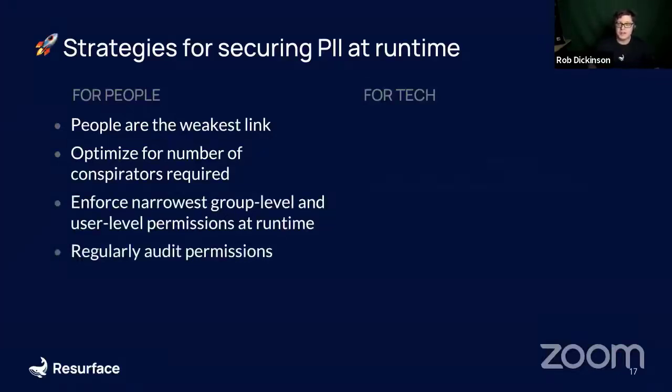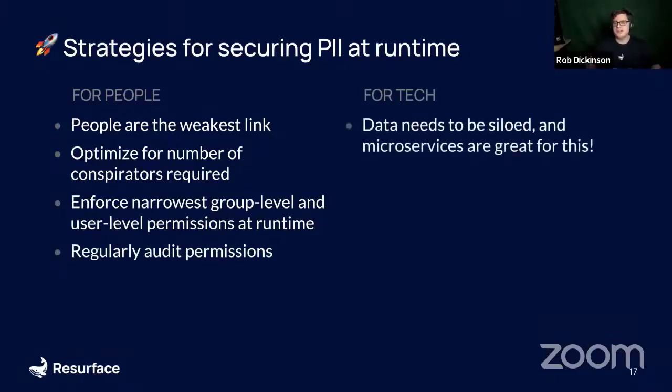On the technology side, this means that our data needs to be siloed. If our people are the weakest link and we need to optimize for the number of conspirators, then Conway's law says that we also need to break our organization into those silos. Our data needs to be siloed. Those permissions need to be siloed.